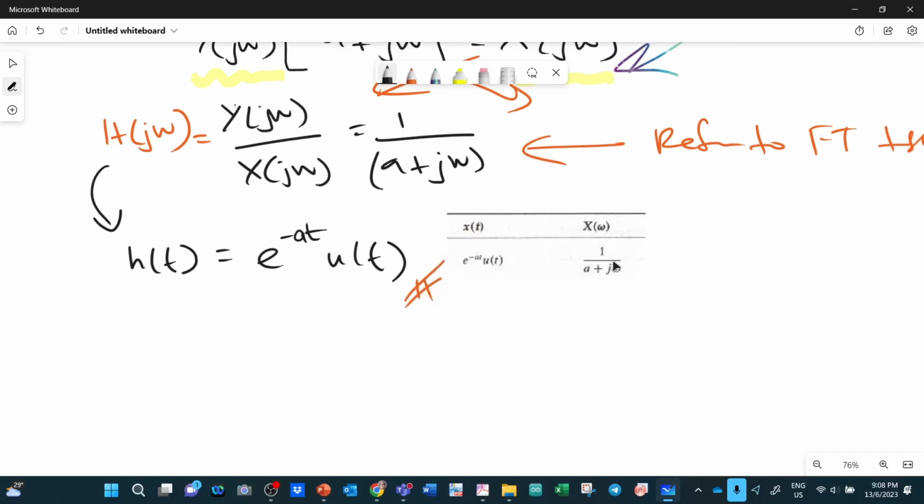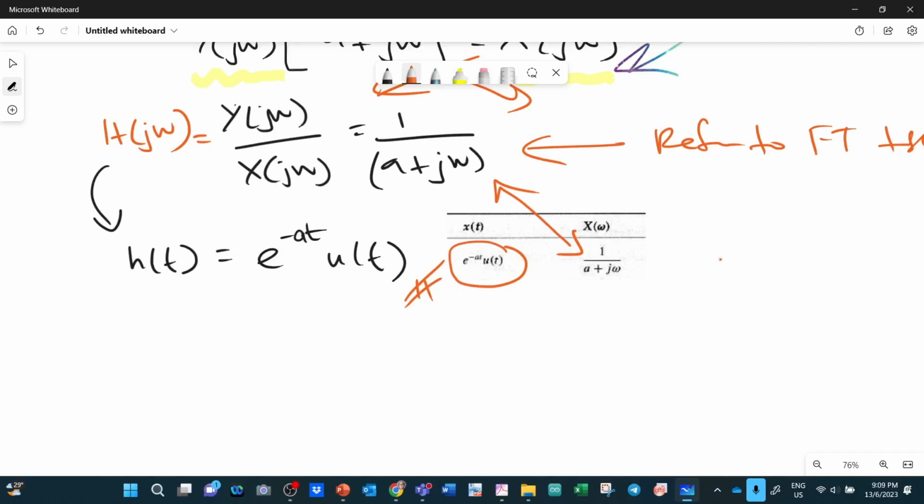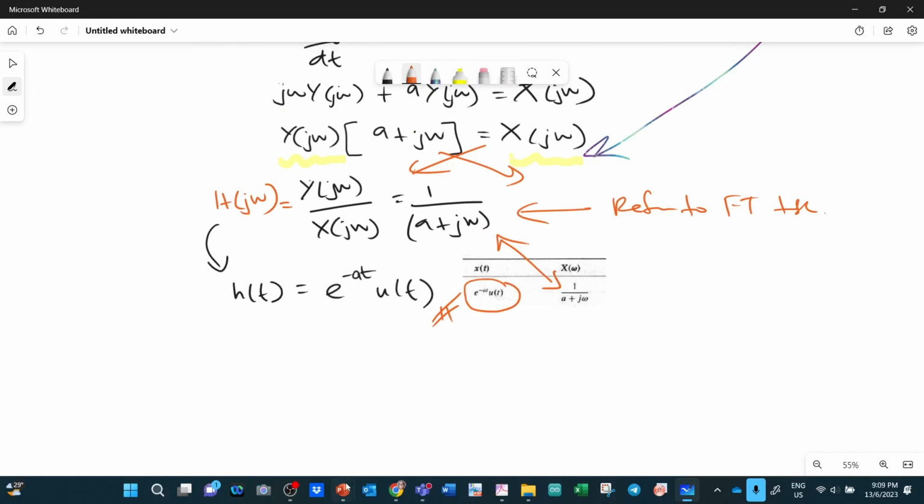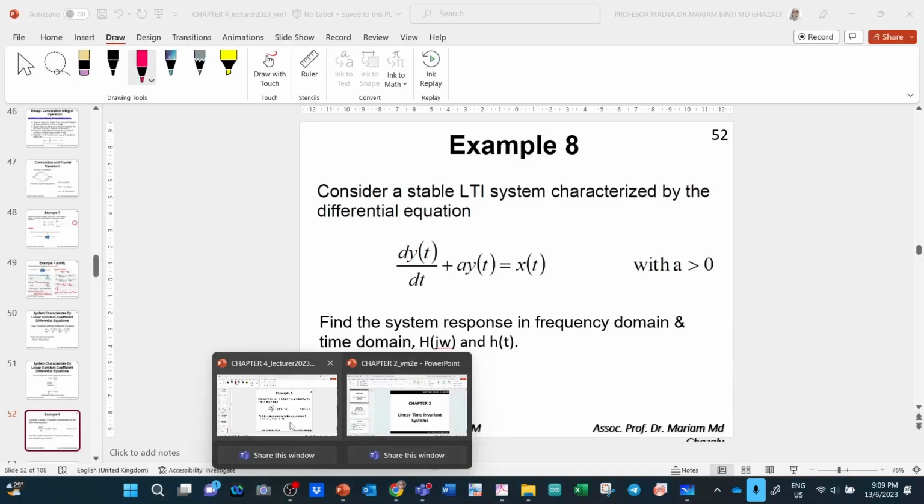Okay, this one. So you have 1 plus jω. It's the same, right? So that's why your answer is A minus D over E minus AT UT. Of course, if you have a value for A, then you need to put that value into the equation. Okay, so any question on that?